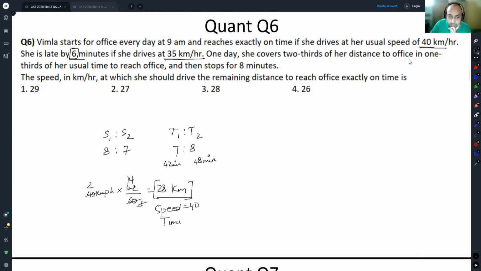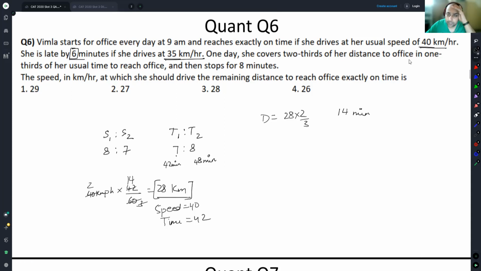The time is 42 minutes. This is her initial normal state. One day she covers 2/3 of her distance. 2/3 of the distance is 28 into 2 by 3. This much distance she had covered in 1/3 of her usual time to reach the office. Her usual time to reach the office is 42. So she has traveled this much distance in 14 minutes.